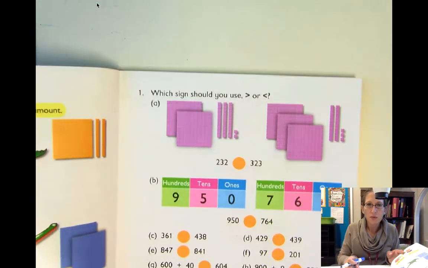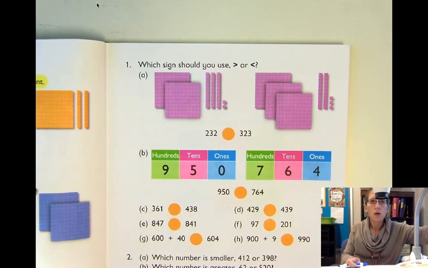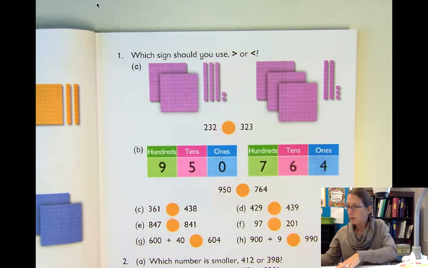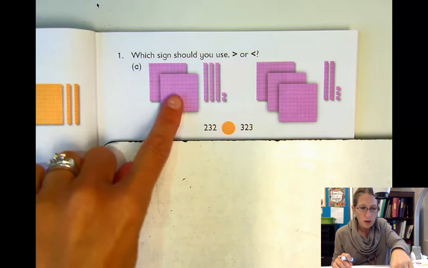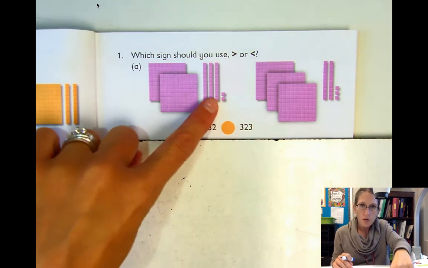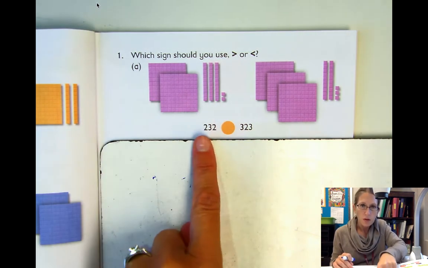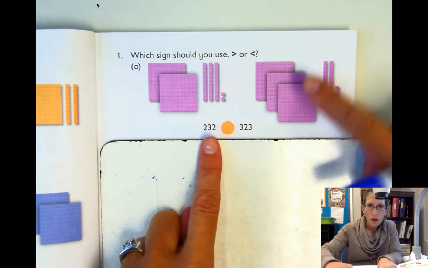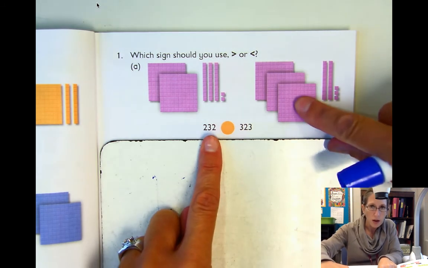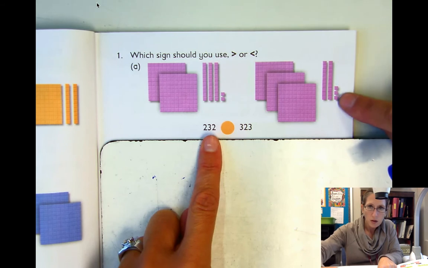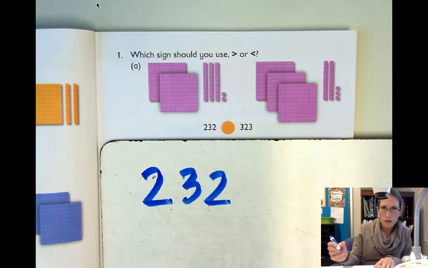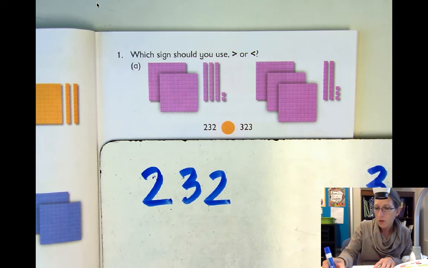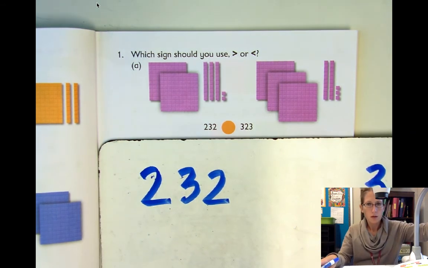All right, so let's practice a little bit. It says, which sign should you use? So here we have a couple of numbers. On this side we have 232. So there they have 232. And then on this side we have 300, 323. So we have 232 on one side and 323 on the other.